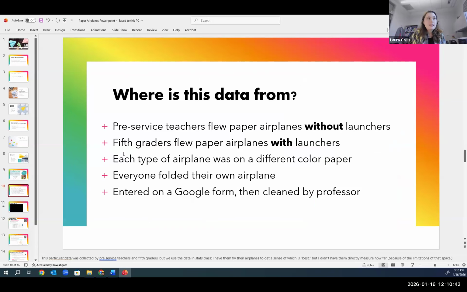So we're going to play with some data. This particular data set, pre-service teachers flew the airplanes without the launchers, and then we had a discussion and they realized that that could be a problem, right? People were throwing it so differently.